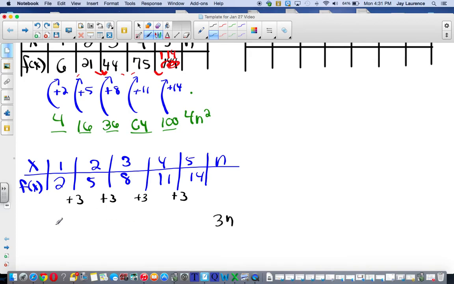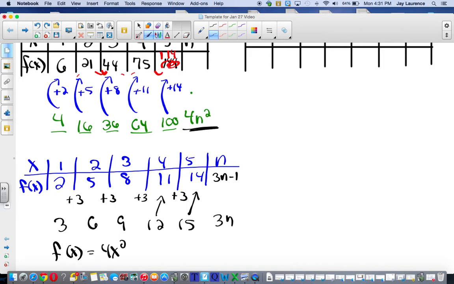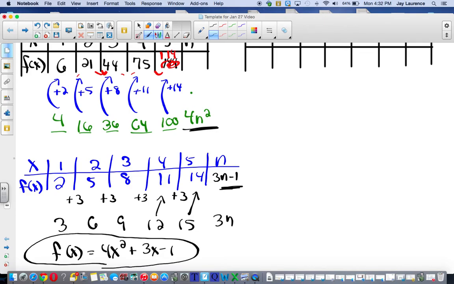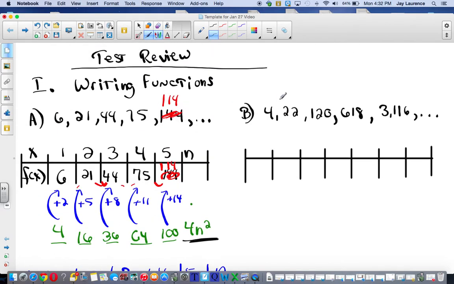And so this is going to be a 3n. And I'm going to get 3, 6, 9, 12, 15. And it looks like I'm going to subtract 1 every time. So I'm going to have 3n minus 1. So my function is going to be f of x. And I need to include the 4x squared. And then I need to add on the 3n minus 1, or the 3x minus 1 in this case. And there's your function. And now I could go and find any term in the sequence I wanted. All right? Okay, here comes b.